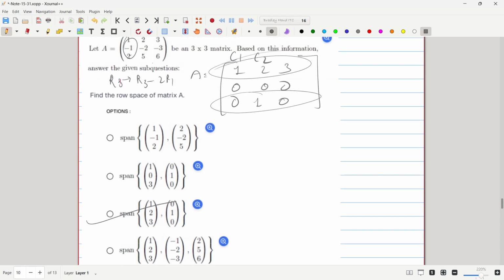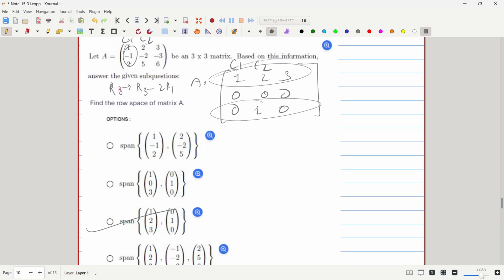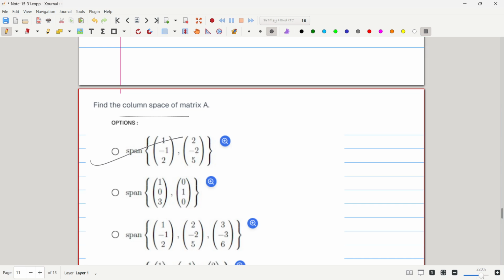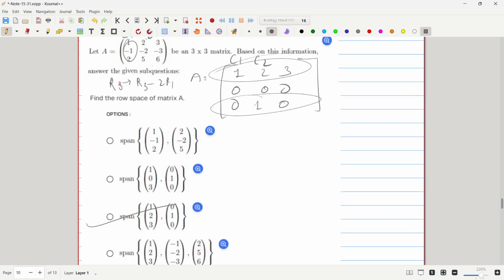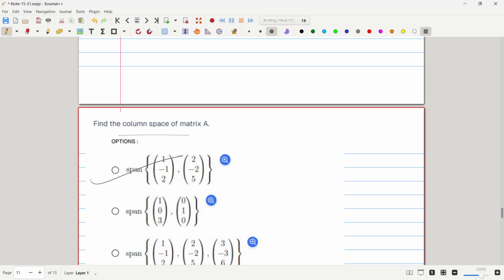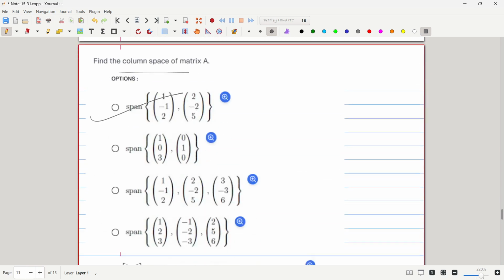Again, the basic theory behind finding the row space and the column space. First, you need to convert the matrix into row echelon form. The rows which are non-zero in the matrix after converting it to REF form will be considered as your row space, while the columns which contain the identity element will be considered as the column space. In the column space, you have to pick the columns from the original matrix, not from the row echelon form. So my 1 minus 1 2 and 2 minus 2 5 are taken from the original matrix. Okay, I hope this is clear.